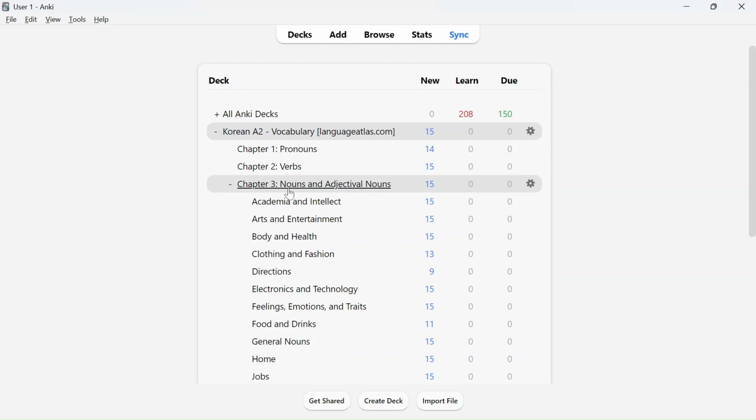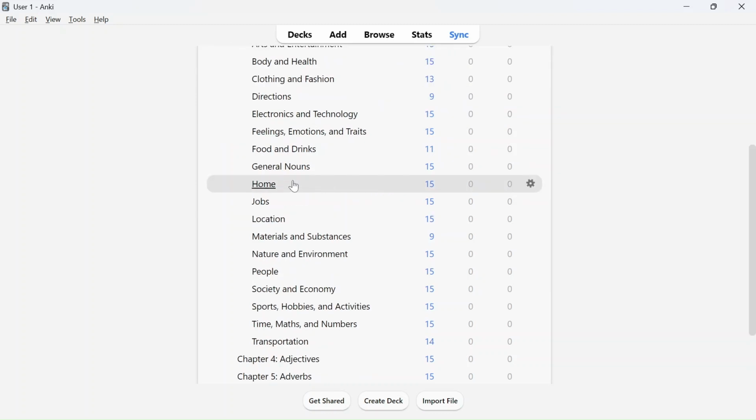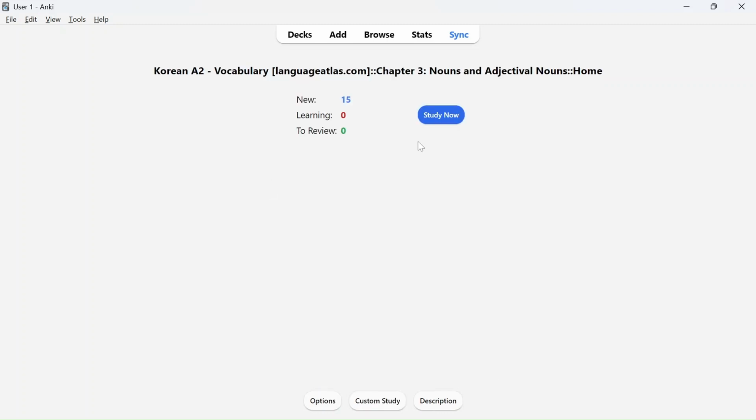Now this chapter is called nouns and adjectival nouns because Korean has some noun-like words that are descriptive. In English, they may feel like adjectives, but in Korean, they behave more like noun-based words. So that was a little note that I wanted to share. So let's get started with chapter 3, nouns and adjectival nouns. And I'd like to go to home. And we will get started with the first card.